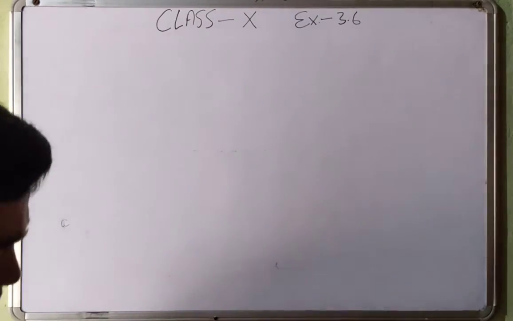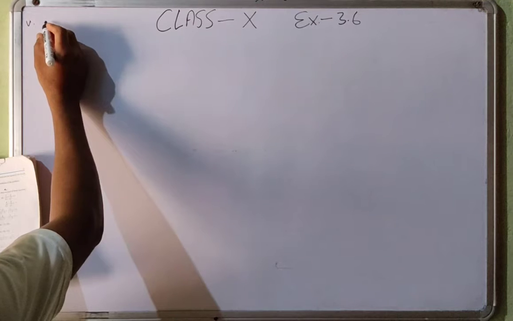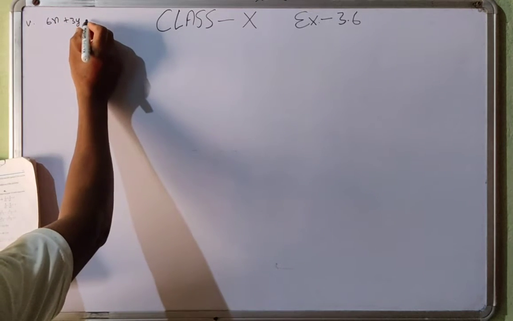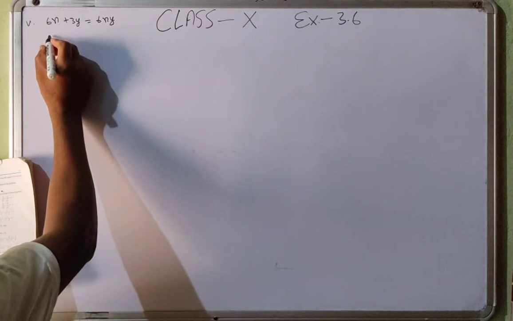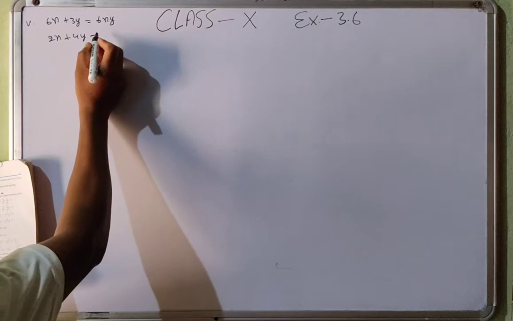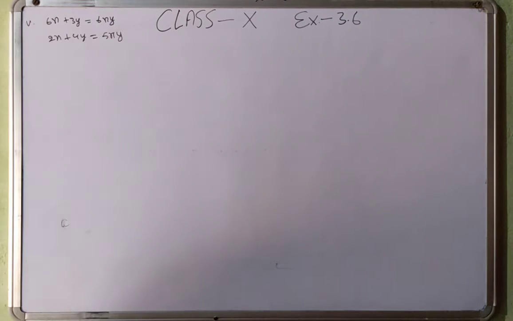So what is the sixth part? The sixth part is 6x plus 3y is equal to 6xy, and then 2x plus 4y is equal to 5xy. So that xy is creating the problem.